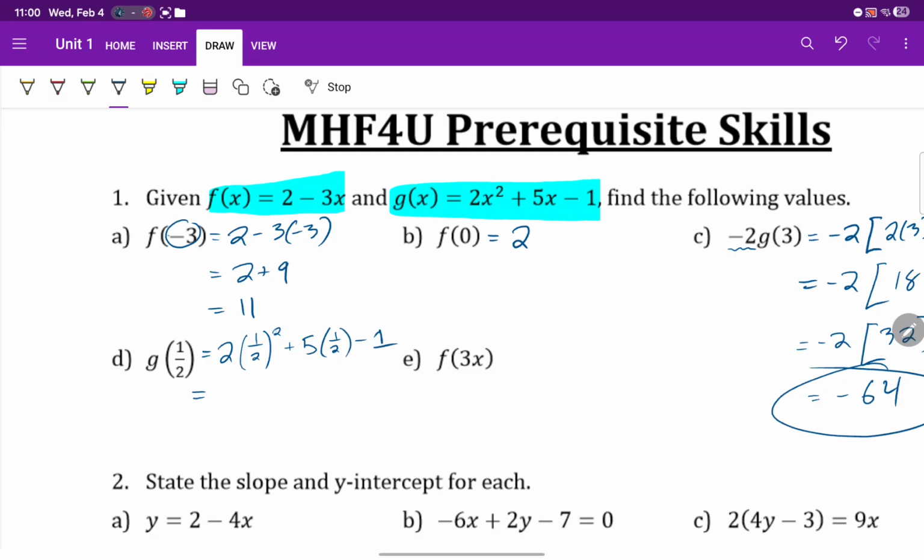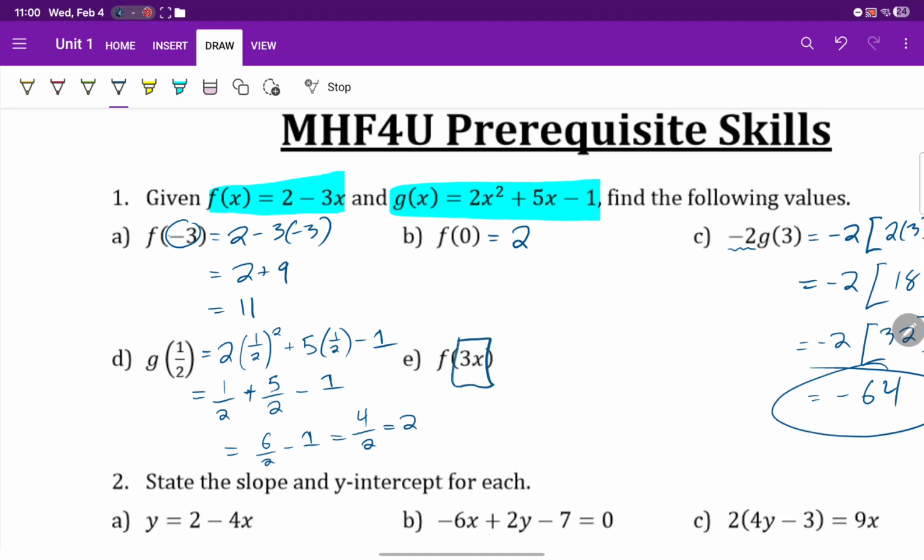So when I do this, that is going to be times 2. That's going to be equal to 1/2 plus 5 over 2 minus 1. And if I simplify that, I get 6 over 2 minus 1, which is equal to 4 over 2, which is equal to 2. I think... Yep, I think that one's correct.